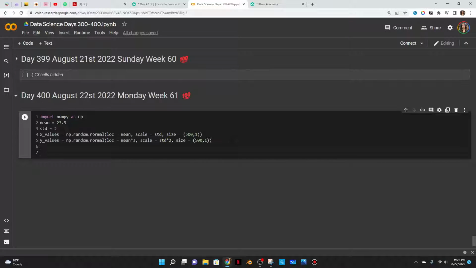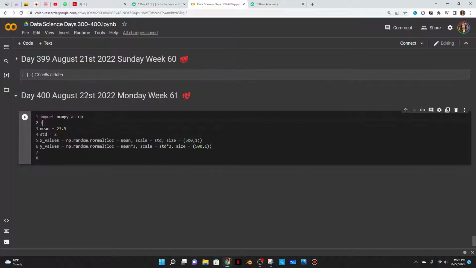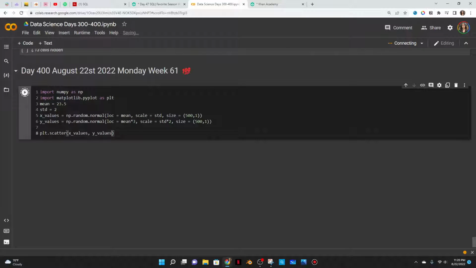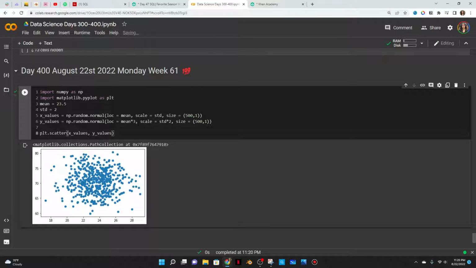And then I'll first have to import matplotlib in order to plot this. So import matplotlib.pyplot as plt. Then I'll do plt.scatter to make a scatter plot, x values, y values, and then run that, and hopefully it works. Oh, I forgot to run it, now it's connecting. But either way, what I should see is a bunch of data points, 500 data points centered around the mean, which is 23.5.